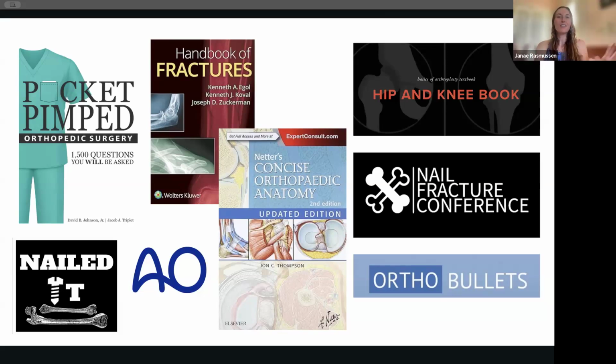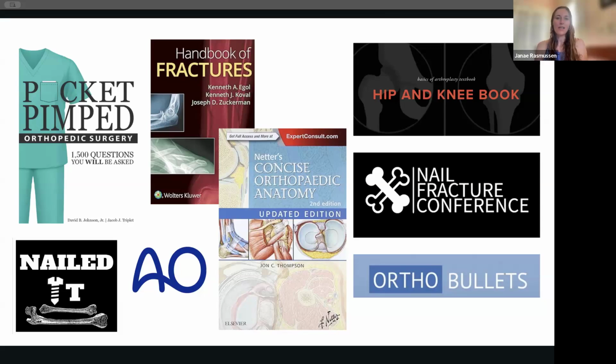Now, there are tons more out there. And one of the things that can be really easy to do is to get so overwhelmed because you're using 15 different resources. What I recommend is starting with a few. For example, what I did is I had Netter's Concise Anatomy and Pocket Pimped, and then I used OrthoBullets. Just with those three, that gives you a ton of coverage with the basics and what you need to know. And then with time, I started to add on other resources.